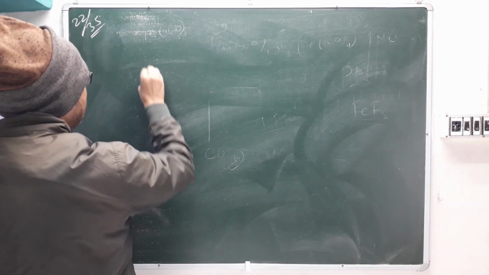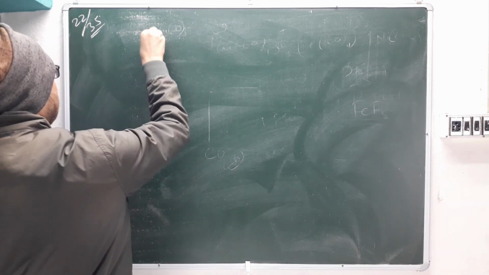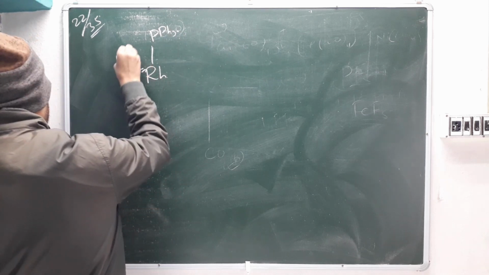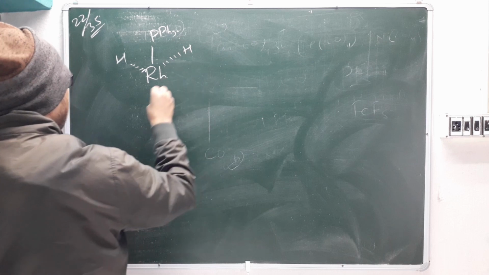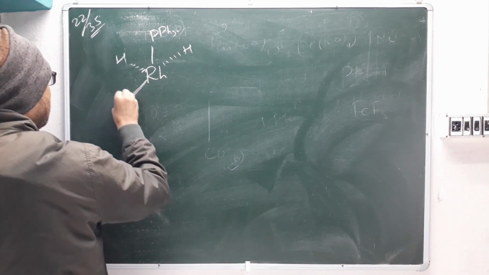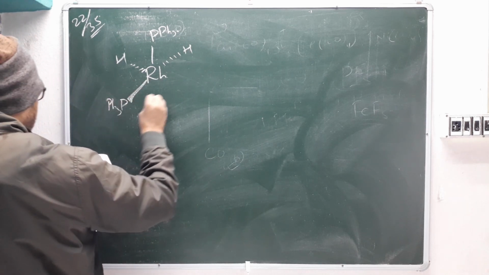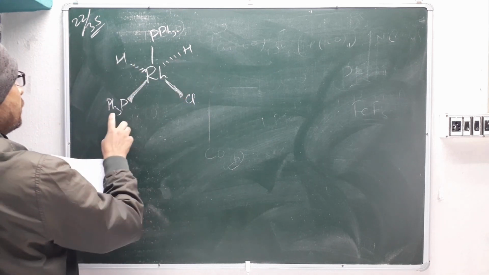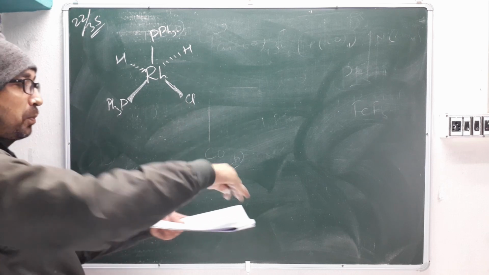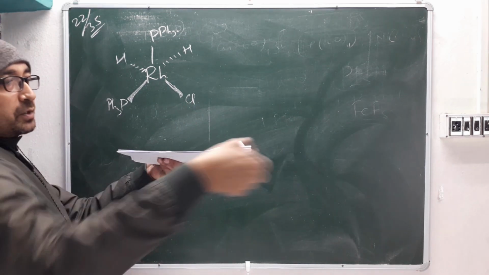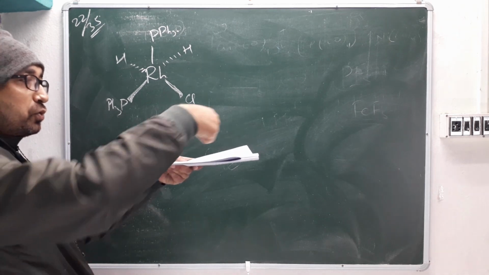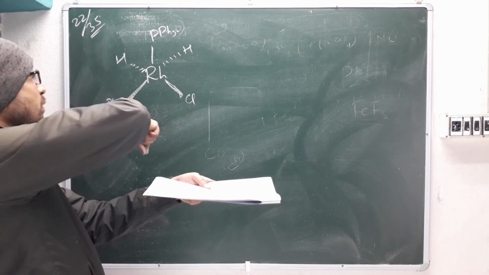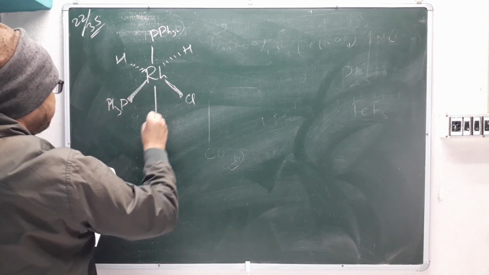Question number 35. They have given a particular reaction, rhodium, and then PPh3. These are away from the observer. This is towards the observer, and this is also towards the observer. Means this hydrogen and this phosphine and this chloride are in plane. So one chlorine is towards you, one phosphine is towards you, and the remaining hydrogen is back towards the board, and this hydrogen is also towards the board, right? Now one more is there.